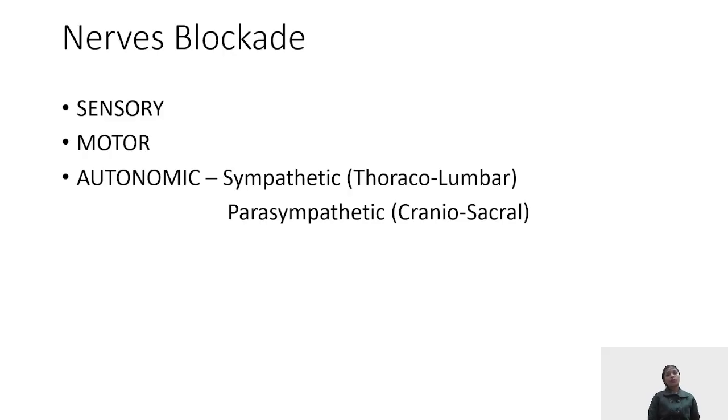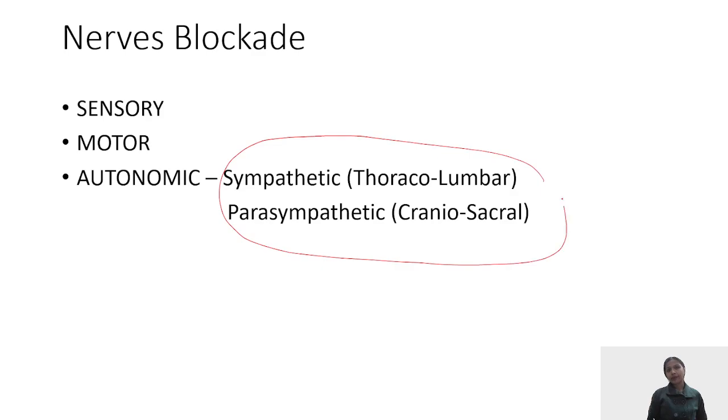Nerve block, I've already told you, sensory, motor, and autonomic nerves are blocked. One important thing is this. I hope you have already done this in your physiology classes. When we talk about sympathetic, it is thoracolumbar. Your thoracolumbar nerves are sympathetic. Craniosacral gives us the parasympathetic supply of the body. I repeat, thoracolumbar gives sympathetic, whereas the craniosacral are parasympathetic.